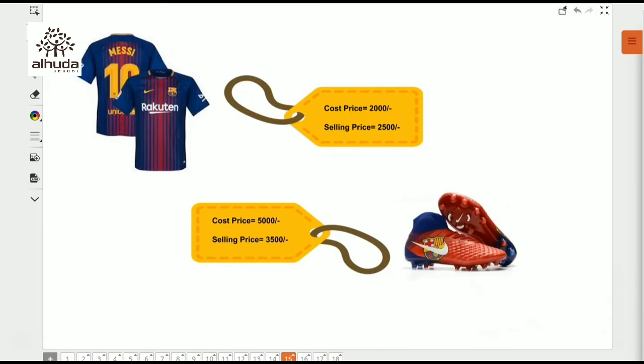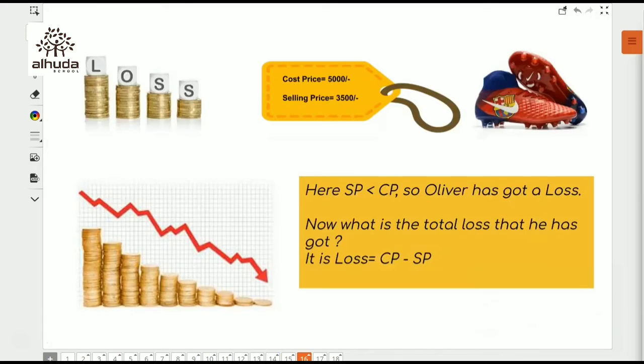Now moving on to the next one, that is the shoes. The cost price of the shoes was 5000 rupees, but he has sold the shoes for 3500. Here you can see that the cost price is greater than the selling price, or we can say that the selling price is less than the cost price. So whenever the selling price is less than the cost price, we can say that we have gone through a loss. In a similar way, Oliver has got a loss here. And what is the total loss that he has got? It will be cost price minus selling price, because in this case the cost price is greater.